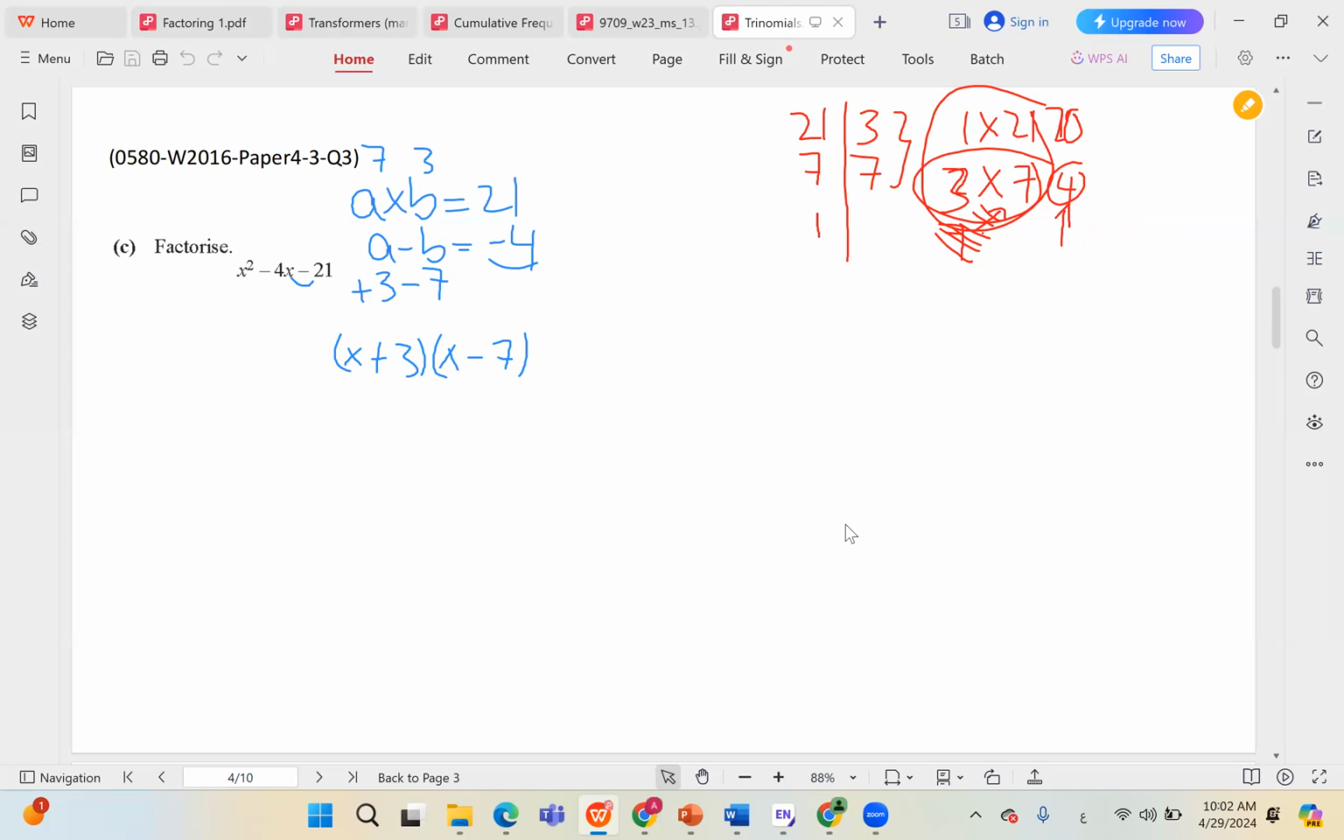This is the systematic way of doing it. However, I was just trying to show you that you can do it either mentally or systematically. So the final answer would be x plus 3 and x minus 7 in both cases.